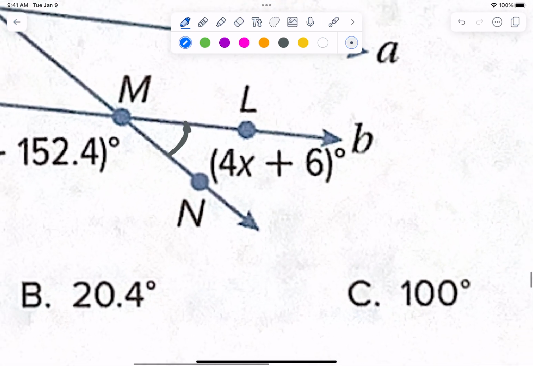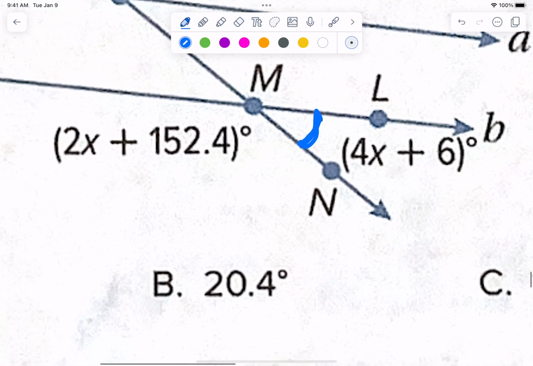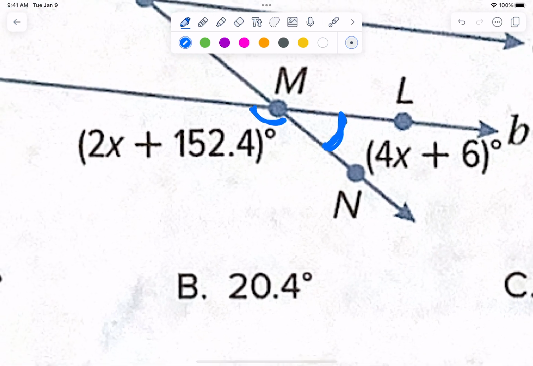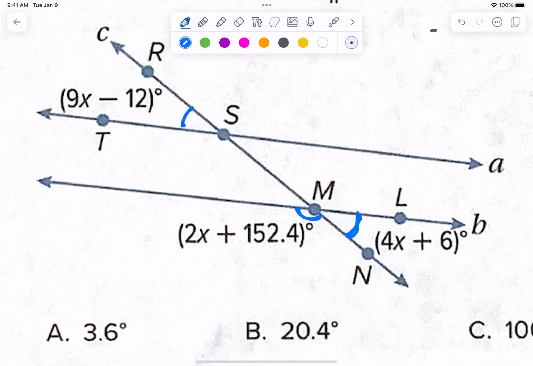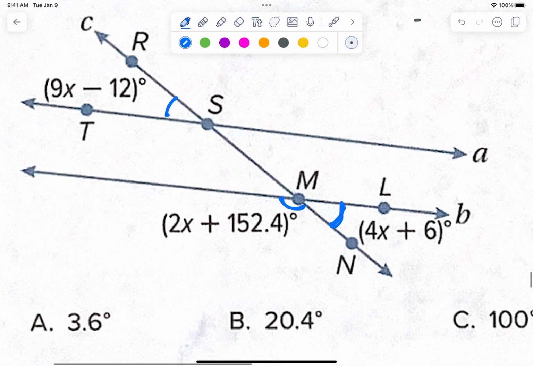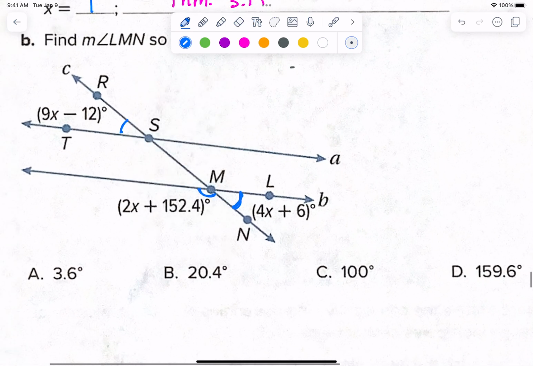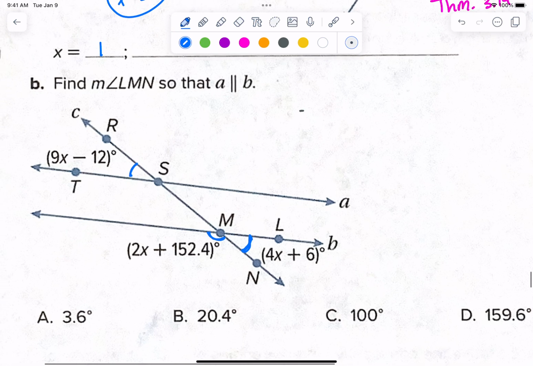Okay, this next one, B. 4x plus 6 is this little bitty angle right here. This 2x plus 1, 52.4 is this little angle right here. And this guy is 9x minus 12. Okay, what shall we do? Okay, good question. Find the measure of LMN. LMN is this little bitty right here. We want to find the measure of that thing. So that we want to find x.